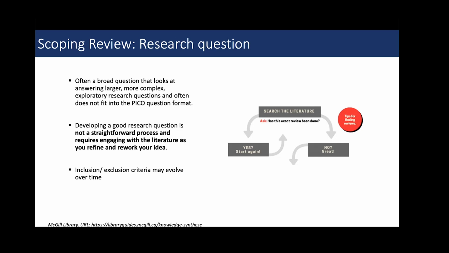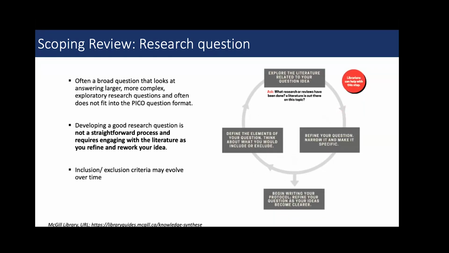Yeah, I found this very useful graph from McGill University on the right side about the iterative nature of scoping reviews. So let's say you search the literature and you find a review, then you maybe want to specify your question or rethink your idea and search the literature again. If an exact review hasn't been done on your question, great. Next, please.